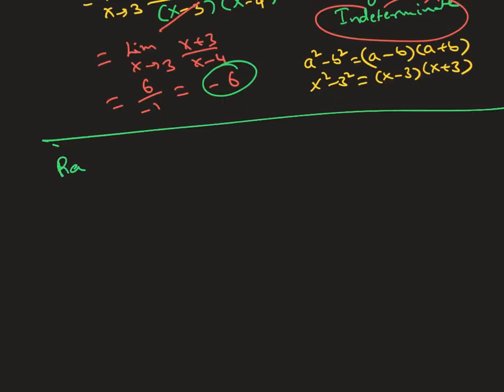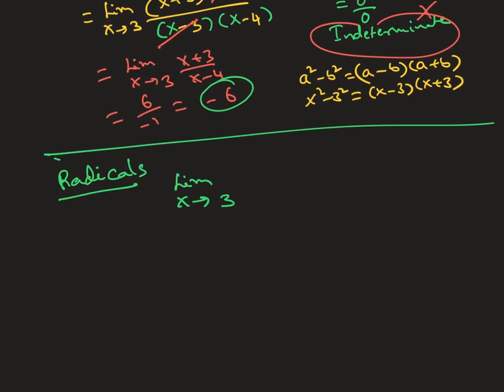Second method, function involving radicals. Say for example, I have limit x approaches 3. Did we take 3 before? Let's take 4. Limit x approaches 4, square root of x plus 5 minus 3 divided by x minus 4.